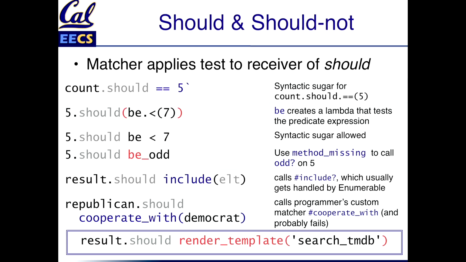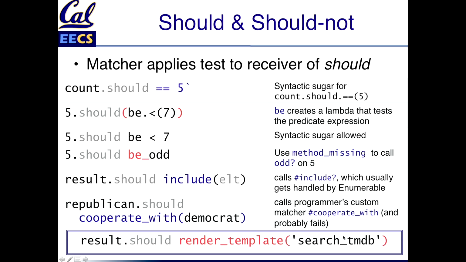Result should render template. Right? So what does this mean? It means that if you call a controller action, the result of calling that controller action is that it should find and select a template called search TMDB and attempt to render that template. It doesn't actually matter if we've created the template or not, right? Again, the only thing we're concerned about here is whether the controller is doing its job, so we only care about whether the controller decides to make the right choice.